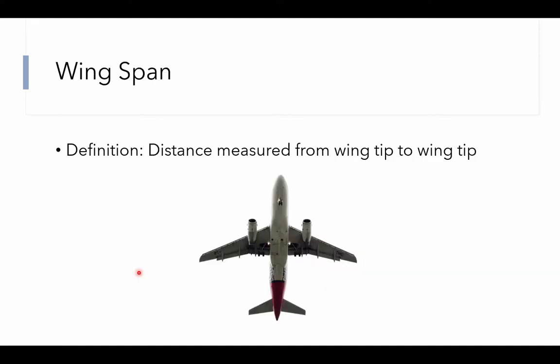The fourth term is the wingspan. Wingspan is the distance measured from wingtip to wingtip. This is another easy term. Again, just play connect the dots with the two tips of the wing and you will get the wingspan.